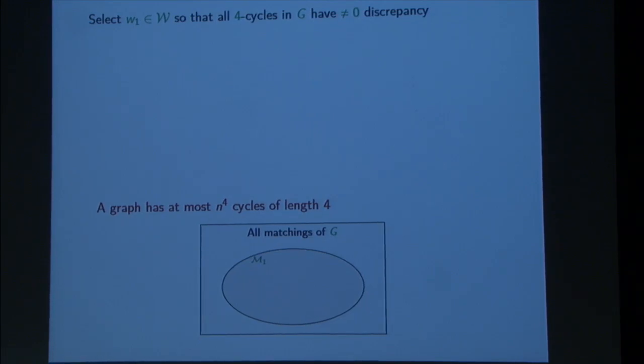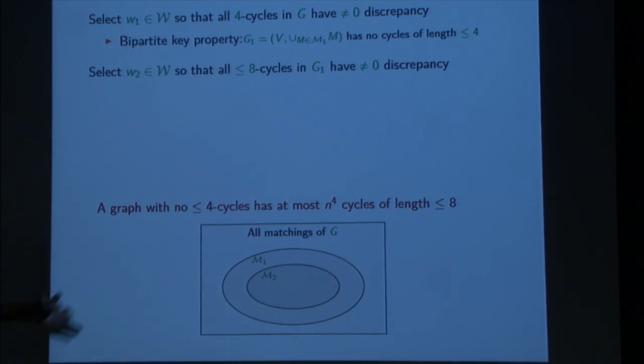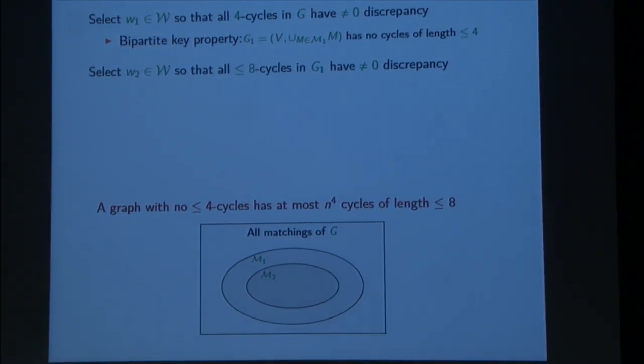So we already know how we selected W1. We removed all the 4 cycles. Now we know that G1, the active subgraph of these matchings, has no cycles of length 4. The second step: I want to remove all the 8 cycles now. How many 8 cycles do you think there are in a graph that has no 4 cycles? You can do pattern matching because I select my weight functions from the same family. I think you can guess that there are at most n to the power 4 cycles of length 8. You can think about it, but I will give the proof in the next slide.